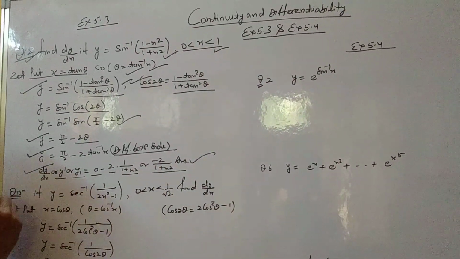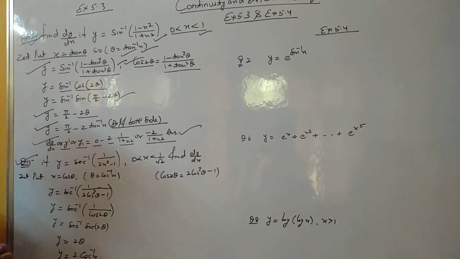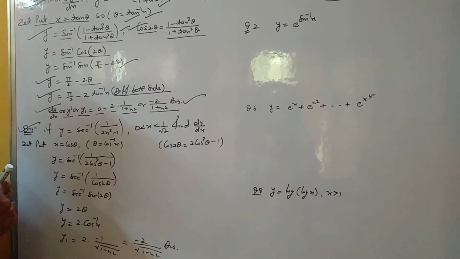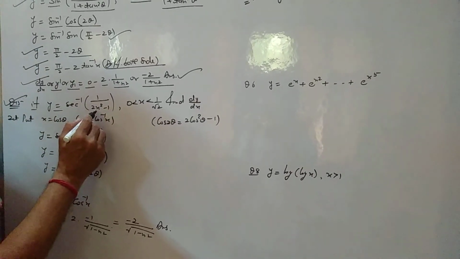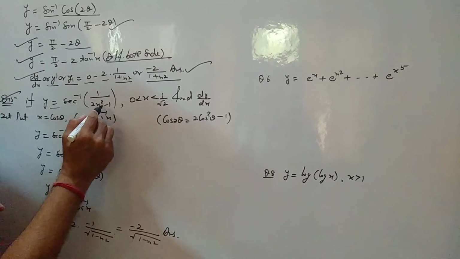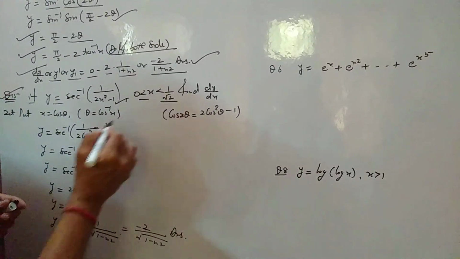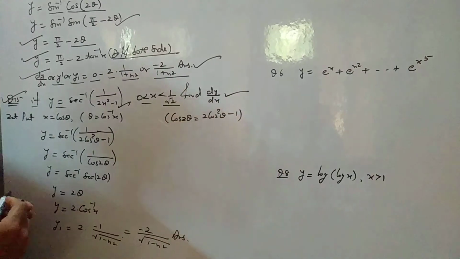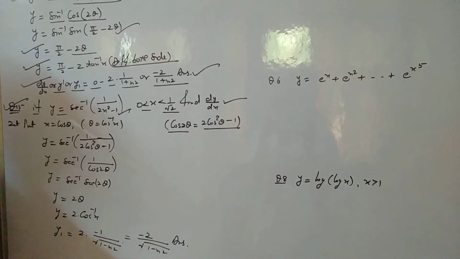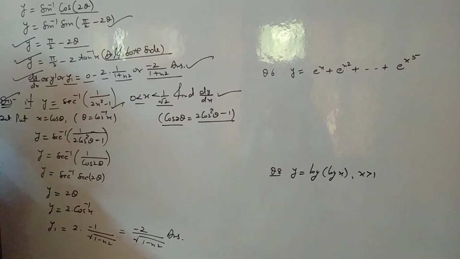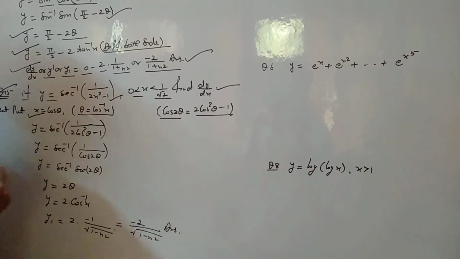Similarly, see question number 15. Again through substitution we first remove sec inverse x. The question is, if y is equal to sec inverse of (1 upon 2x square minus 1), and x is greater than 0 and less than 1 by root 2, find dy by dx. So we see that the cos 2 theta formula is 2 cos square theta minus 1 from class 11th. So we put x is equal to cos theta, and theta is cos inverse x.